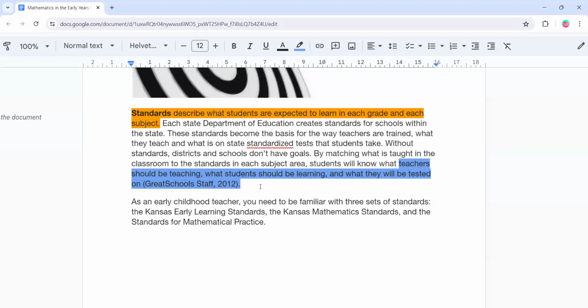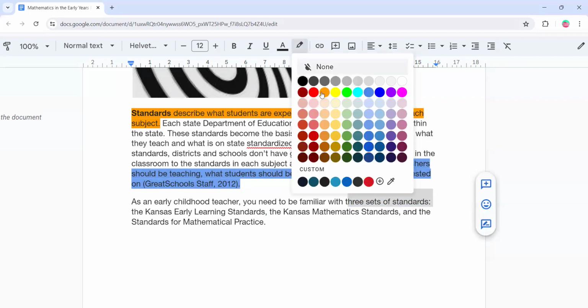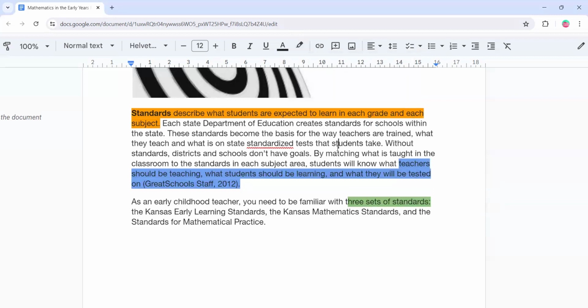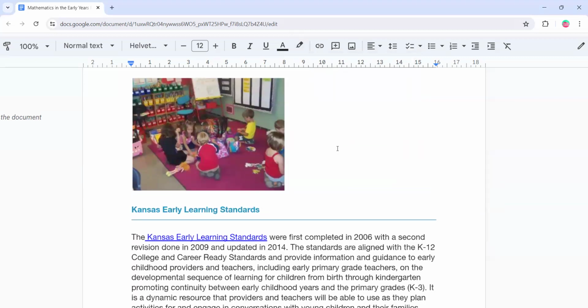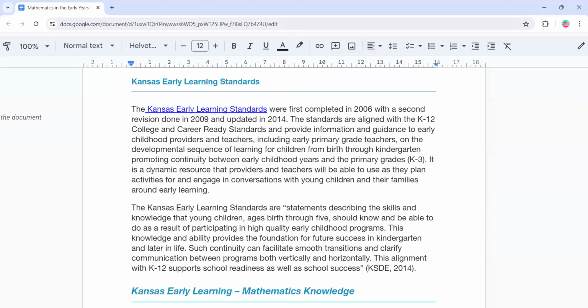As an early childhood teacher, you need to be familiar with three sets of standards. These three sets of standards I'll be talking about in detail in this video. The Kansas Early Learning Standards, the Kansas Mathematics Standards, and the Standards for Mathematical Practice. Those are the three sets of standards that we are talking about. The first one is the Kansas Early Learning Standards.